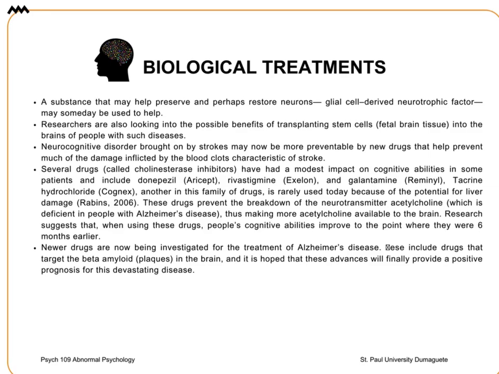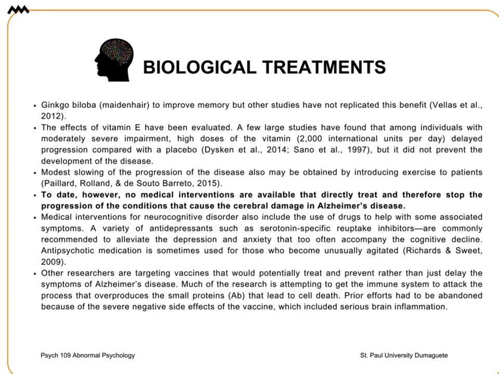So we have newer drugs that are now being investigated for the treatment of Alzheimer's disease. These include drugs that target the beta amyloid plaques, which is what we have discussed earlier, and it is hoped that this advantage will finally provide a positive prognosis for this devastating disease.